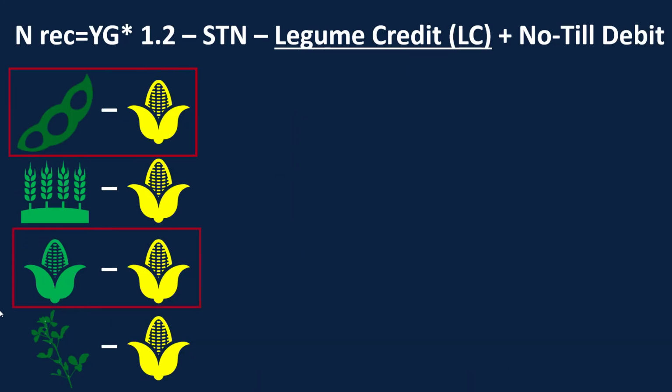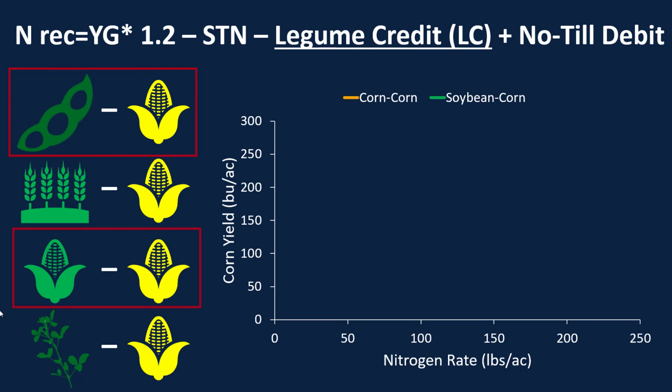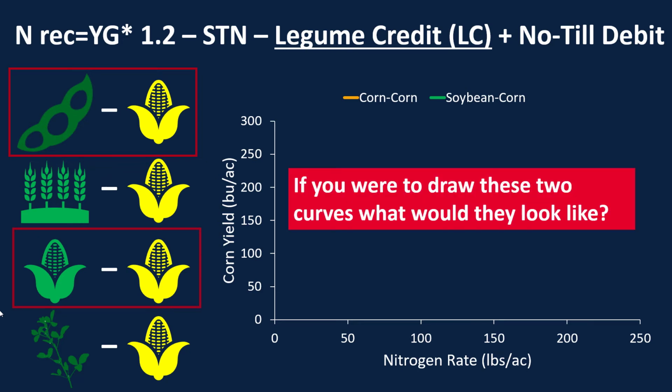So here, if we take our soybean corn and our corn rotation, and we look at a figure right here where we have corn yield on our y-axis and our nitrogen rate on our x-axis, here's a question for you. If you were to draw these two curves of how yield related to nitrogen rate for corn and soybean corn, what would they look like? Go ahead and hit pause on the video and draw it out in your mind, otherwise I'm about to spoil it.